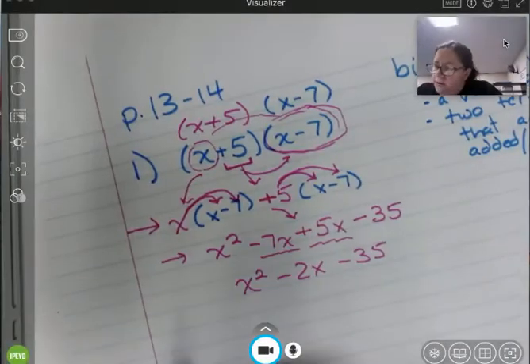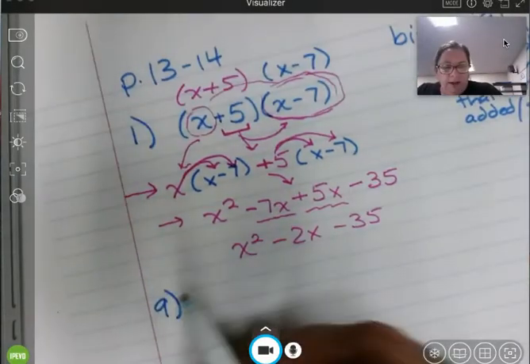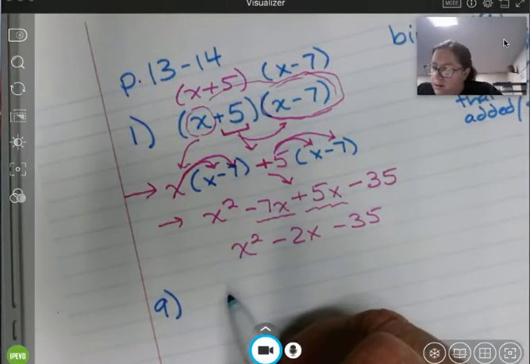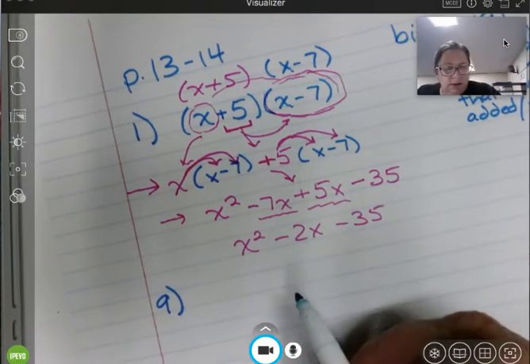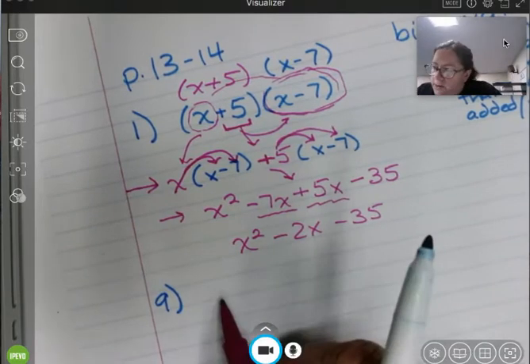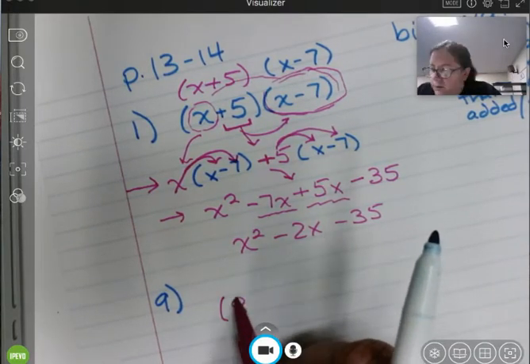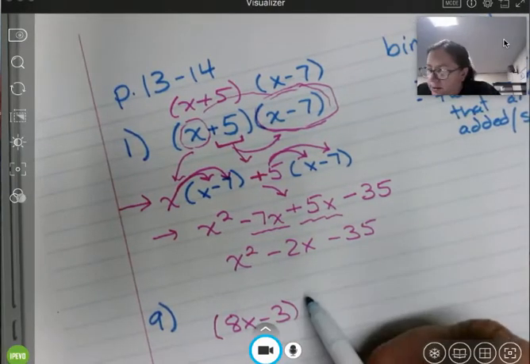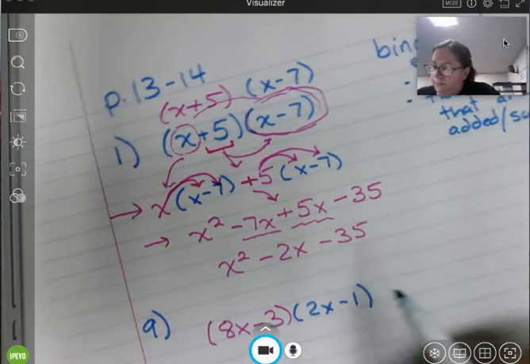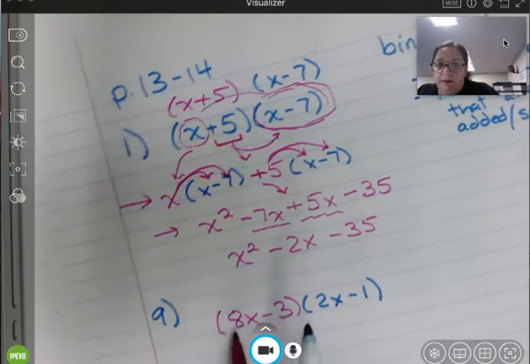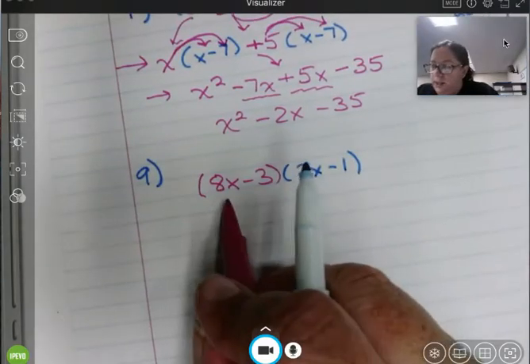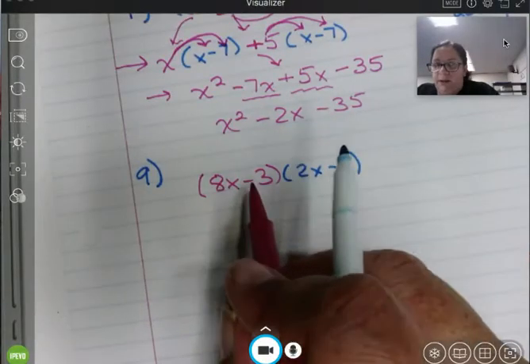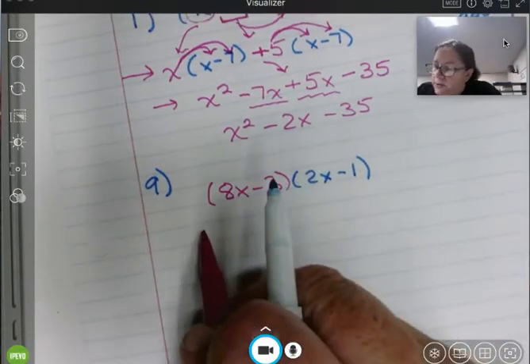Let me show you number 9 also, just to make sure. And if you're pretty sure you got this, you don't have to watch this part, of course. So number 9, let's do it in color. So I'll say that the first binomial is 8x minus 3, and the second binomial is 2x minus 1. And we're going to split it up so that the 8x multiplies by the 2x minus 1. And then the negative 3 multiplies by the 2x minus 1.